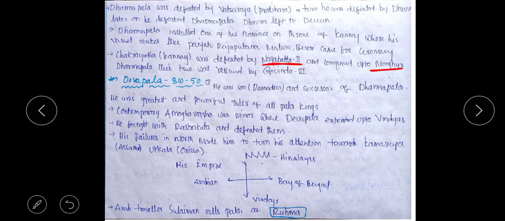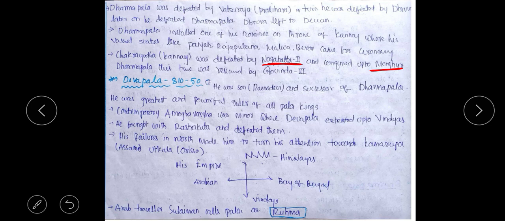Once Dharmapala was in a struggle or in a problem, from the south, from the Deccan, the Rashtrakutas again attacked the Gurjara Pratiharas. This time the Rashtrakuta ruler was Govinda III, who attacked the Gurjara Pratiharas. With this, the Dharmapala rule ends.